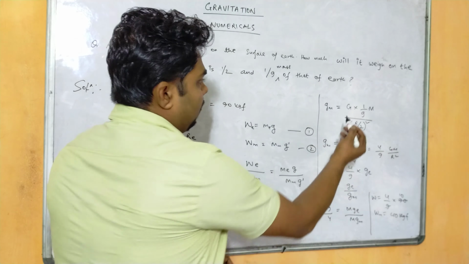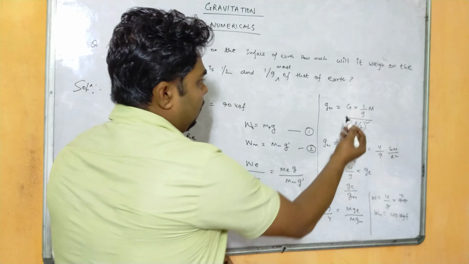Now when this object is on the surface of Earth, the expression was g equals GM by r square. When this mass is taken to a certain height h, then the expression changes to g dash equals GM by (r plus h) whole square. That means the distance will increase by the height. Initially this was r, that means the distance was only from the center of mass to the center of Earth, but when that object is taken to a certain height h, now the total distance became r plus h. Okay, so I consider this as equation number 1 and this as equation number 2.